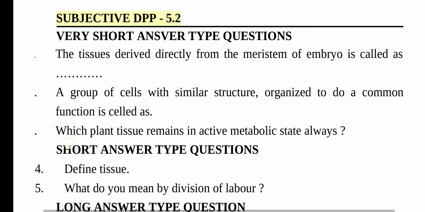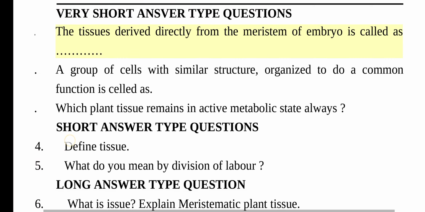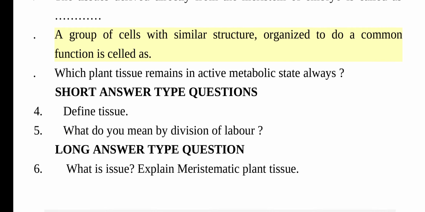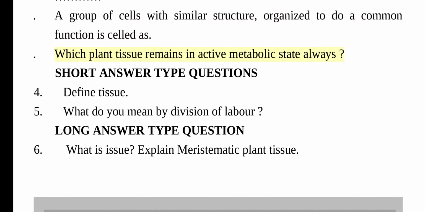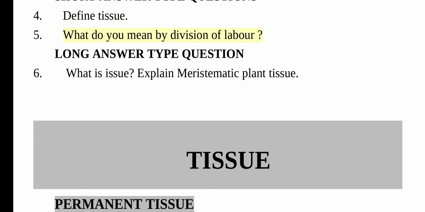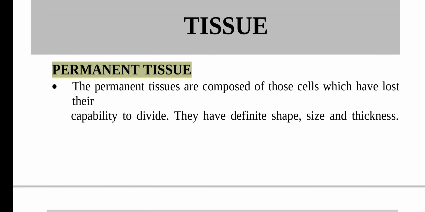Subjective DPP 5.2. Very short answer type questions. 1, 2, 3: The tissues derived directly from the meristem of the embryo are called what? A group of cells with similar structure organized to do a common function is called what? Which plant tissue remains in active metabolic state always? Short answer type questions: Define tissue. What do you mean by division of labor? Long answer type questions: What is tissue? Explain meristematic plant tissue. Permanent tissue.